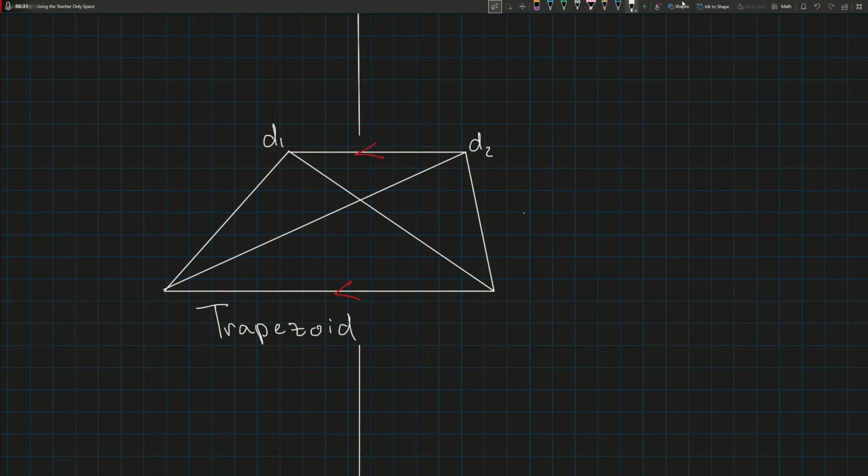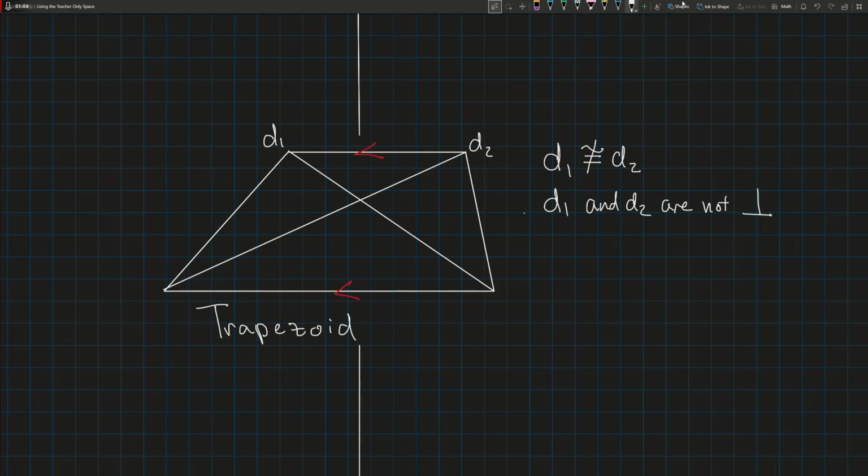There's a couple properties that you should know about them. First of all, when you're dealing with a trapezoid, it's very easy to see that D1 is not congruent to D2. And also, their intersection is not 90 degrees, so that means they're not perpendicular. So D1 and D2 are not perpendicular.